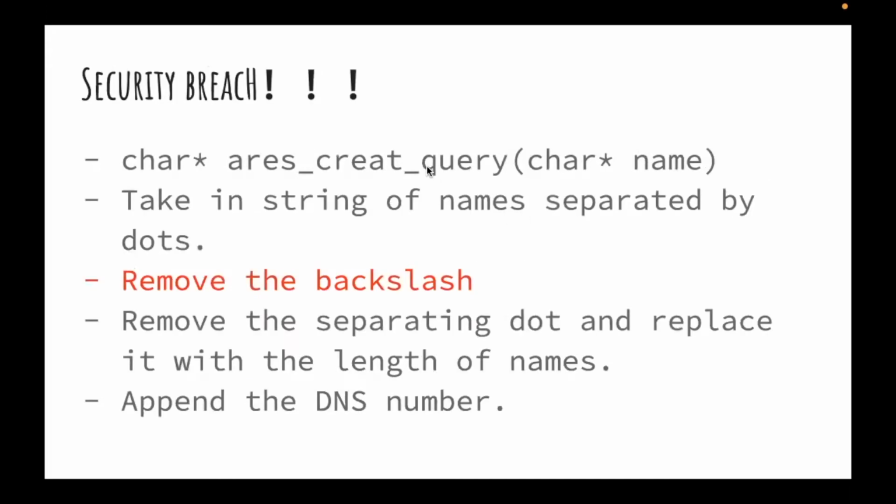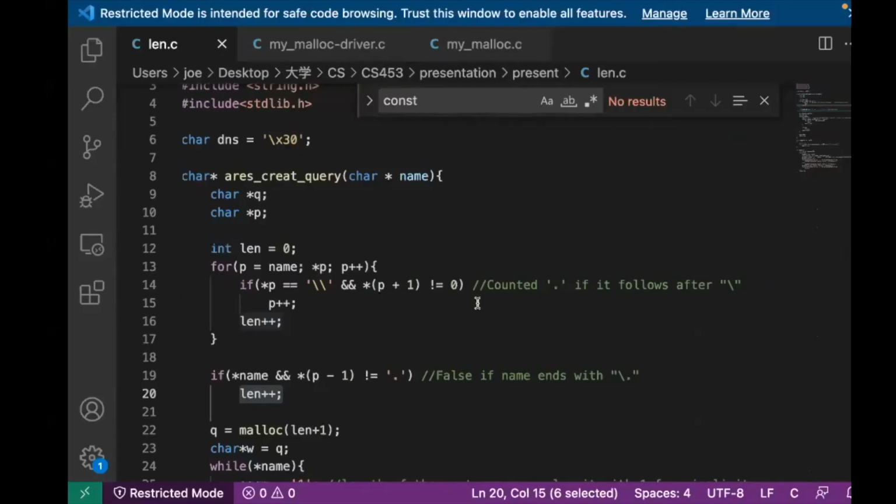The security breach happens in a function called iris query. This is a string processing function that takes in a string of names separated by dots, and then it will remove the backslashes and remove the separating dots and replace them with the length of the names. And then it will append the DNS number after the string and return it.